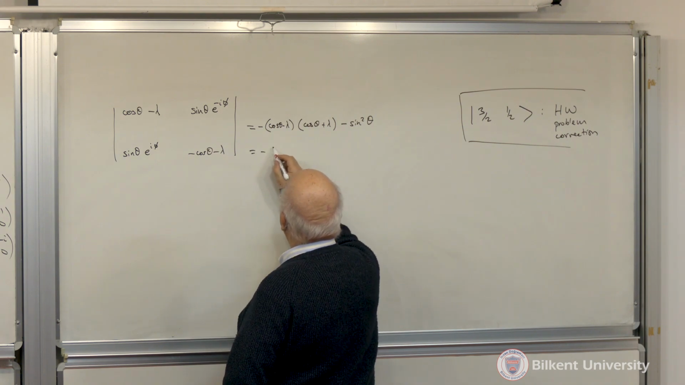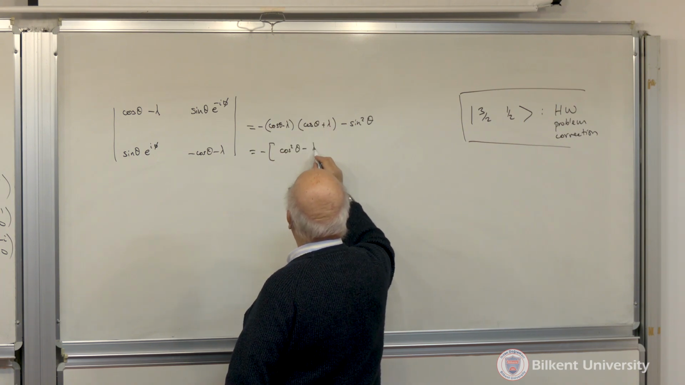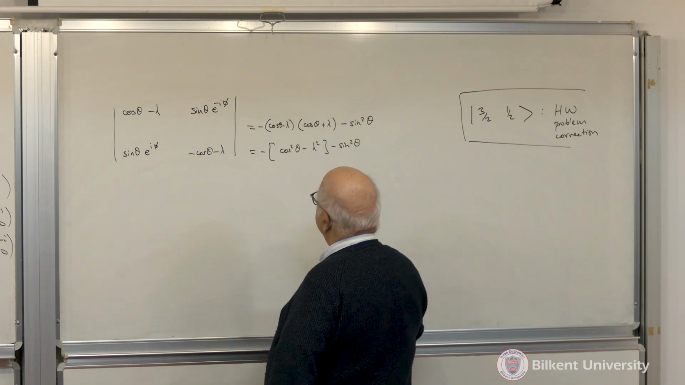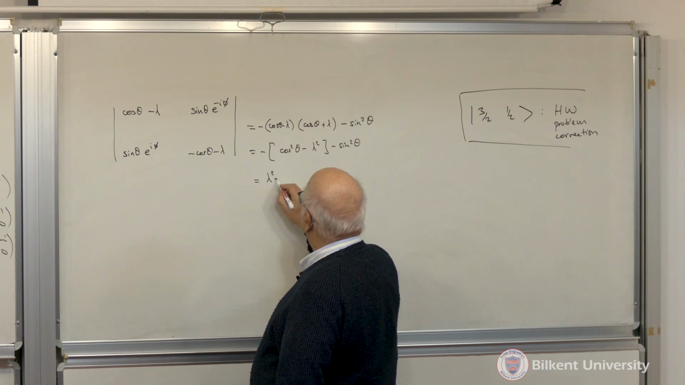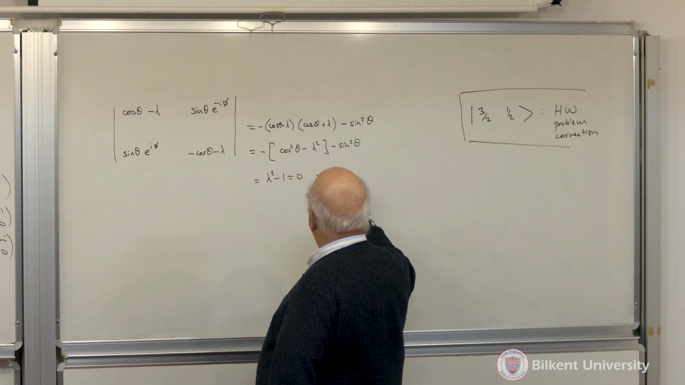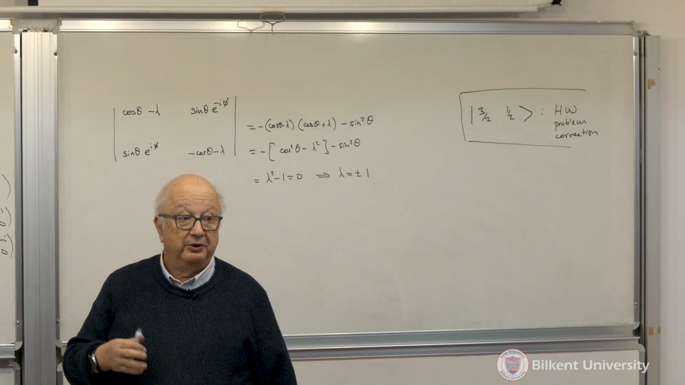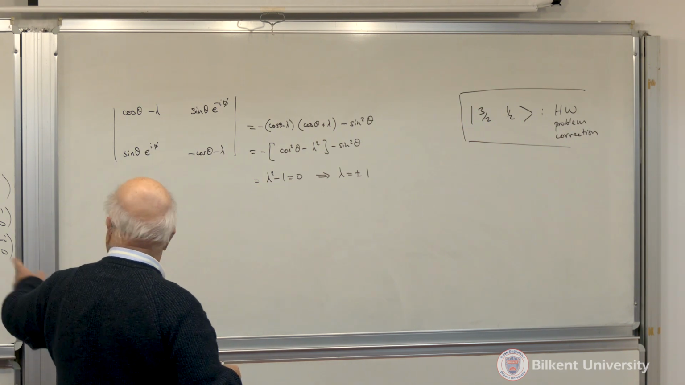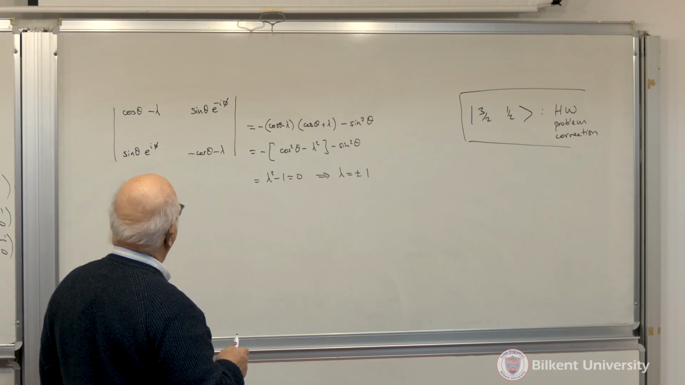So I'm going to get minus cosine squared theta plus lambda squared minus sine squared theta. So cosine squared plus sine squared is 1, and I end up with lambda squared minus 1 equal to 0. So indeed I get lambda equals plus or minus 1. Again, these are the possible results of measurement, plus or minus 1 multiplied by h-bar over 2. So everything is nice and consistent.